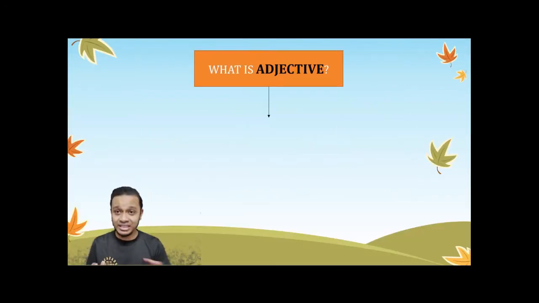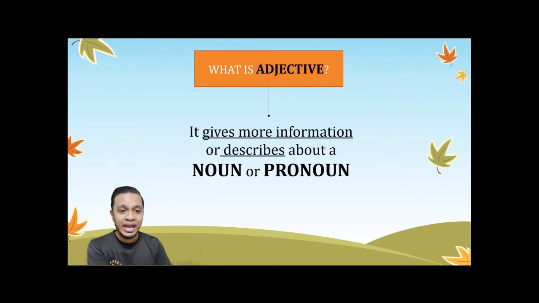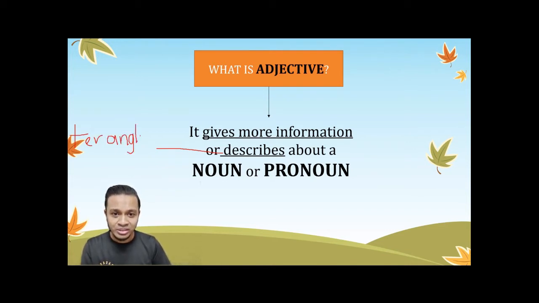Now, what is adjective? Adjective, it gives more information or describes about a noun or pronoun. It gives. What is gives? Memberi more information, memberi maklumat yang lebih. Or describes. What is describes? Describes. Terangkan. Oh wow, such a beautiful handwriting here. Cantik kan tulisan? Okay, terangkan. So, adjective, it gives more information or describes about a noun or pronoun.